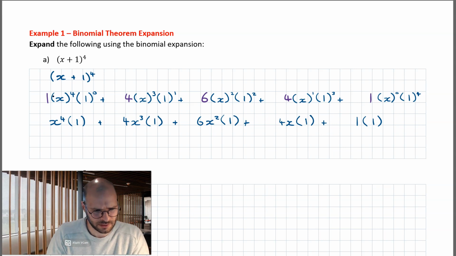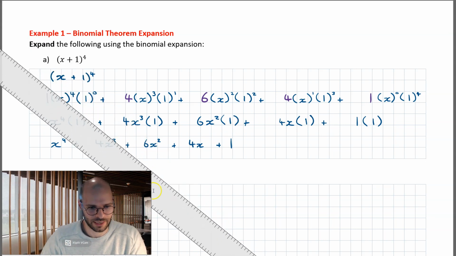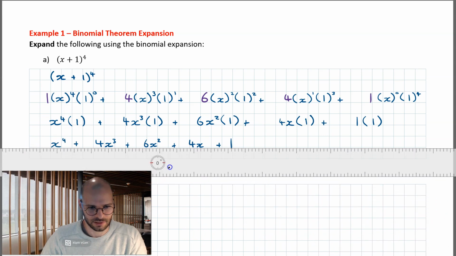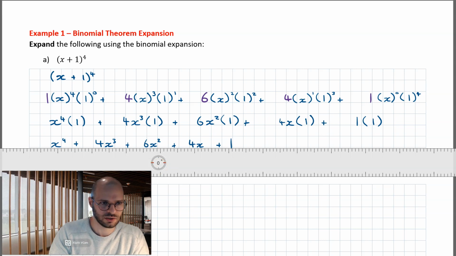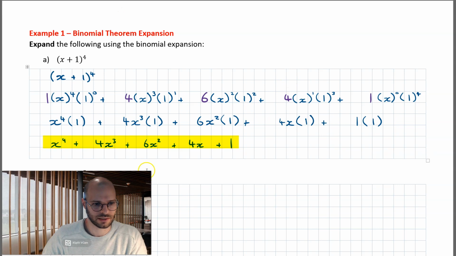Okay, finishing this off, x to the 4 plus 4x cubed plus 6x squared plus 4x plus 1. And thus we're able to show how we can expand rather high-powered brackets elegantly and efficiently using the binomial expansion, where we get our coefficients from Pascal's triangle.